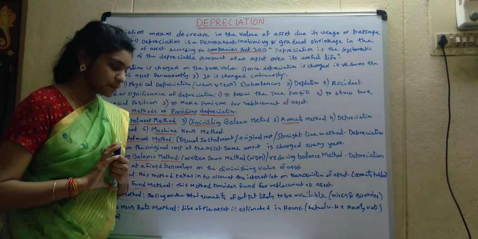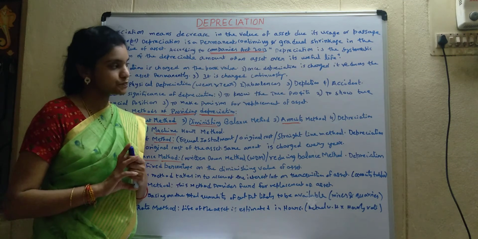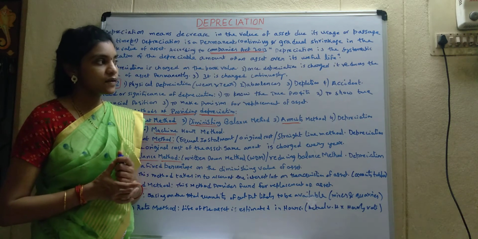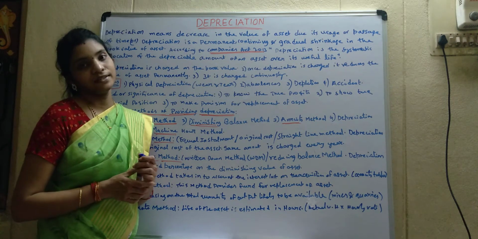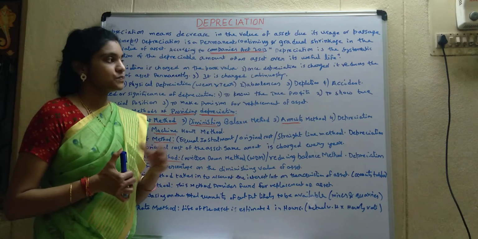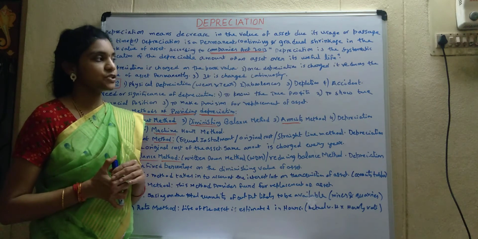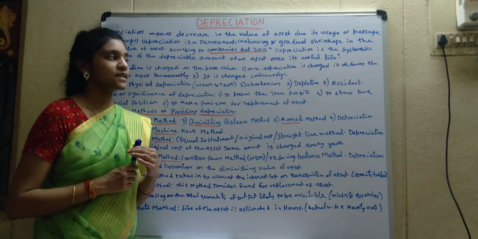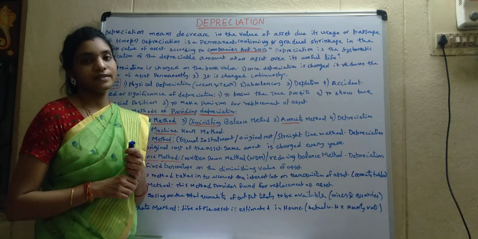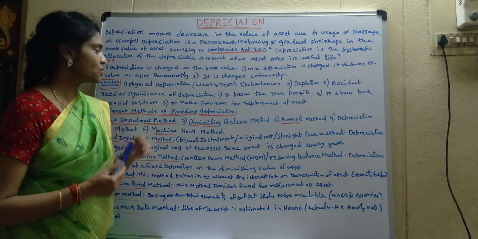And depletion. Depletion means loss of natural resource due to extraction of raw materials. This is considered in the case of mines and quarries. Another important reason is accident. Due to accidents also, the value of the assets decreases. For example, if a fire accident occurs, some damage occurs to the asset, so it reduces the value of the asset. So accidents also lead to depreciation.